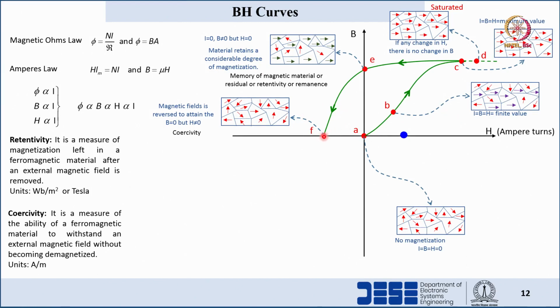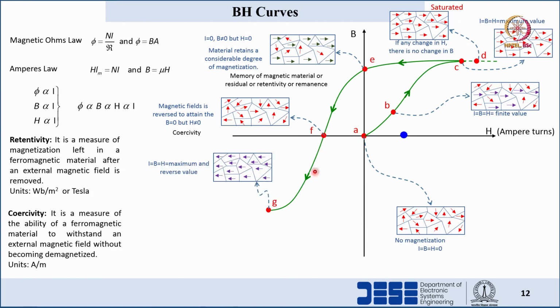At the point F, the B field equals 0, but H is not equal to 0. This is called coercivity. The coercivity definition is: it is a measure of the ability of a ferromagnetic material to withstand an external magnetic field without becoming demagnetized. Or simply we can say that the material has reached its original state where the magnetic domains are randomly oriented, B field equals 0, but H is not equal to 0, magnetic field intensity or MMF is there.